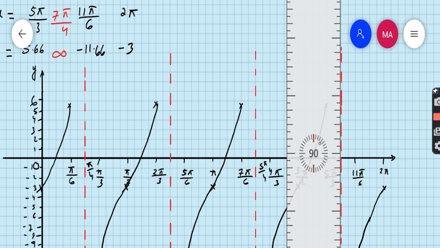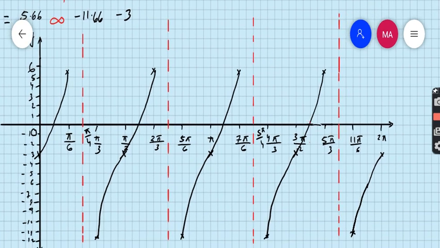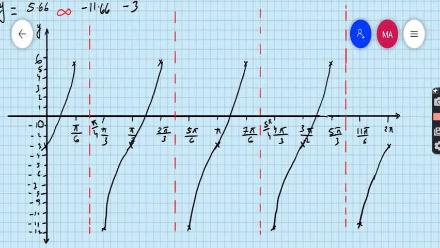Yes, here you go. This is the graph of y is equal to 5, 10, 2x minus 3, where 2x is the angle and minus 3 is the y shift. What next?